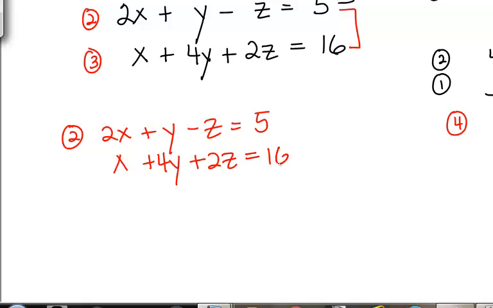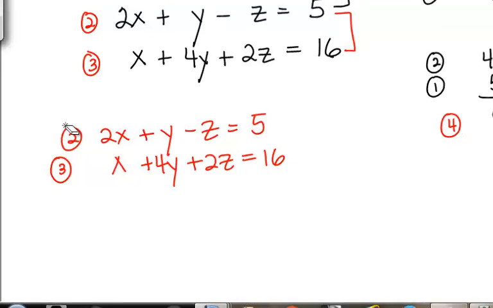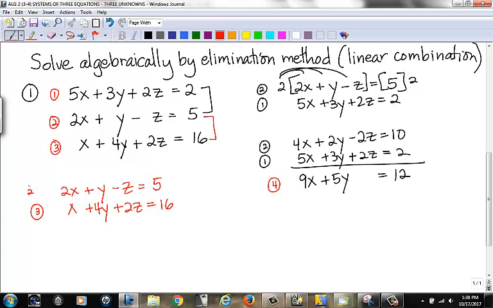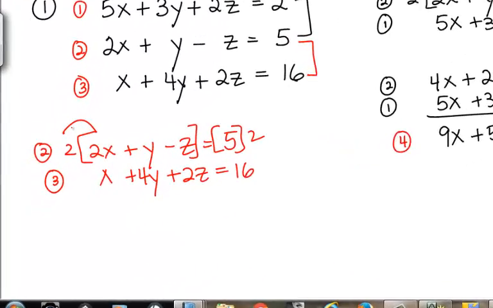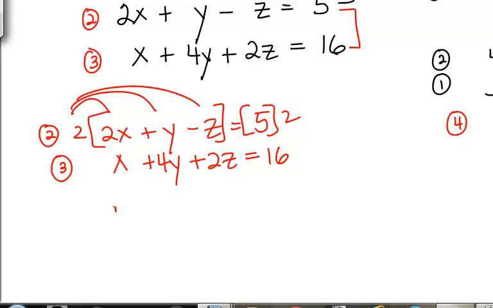I'm still going to eliminate the z's. So what can I multiply equation 2 by? 2. So multiply this by 2. And you want either parentheses or brackets on both sides. Show what you're doing. So if I multiply this out, I would have 4x plus 2y minus 2z equals 10.